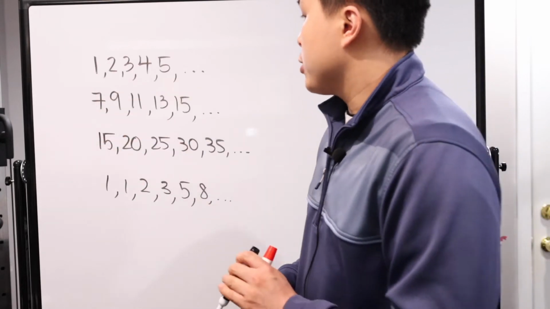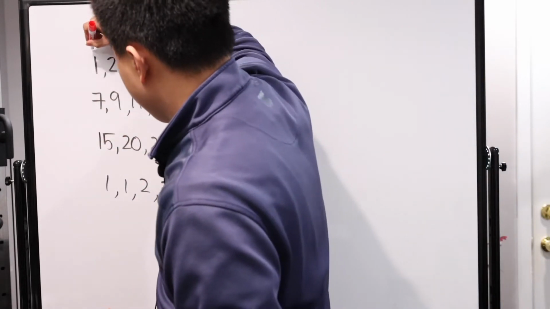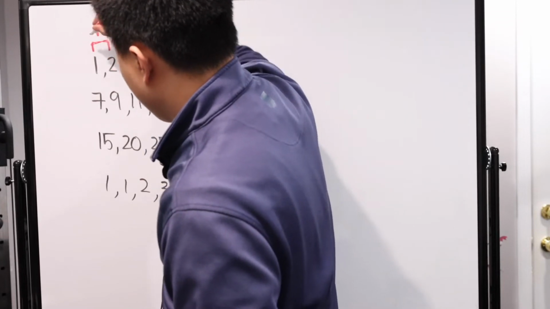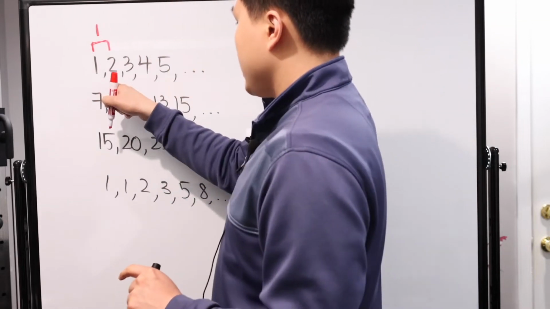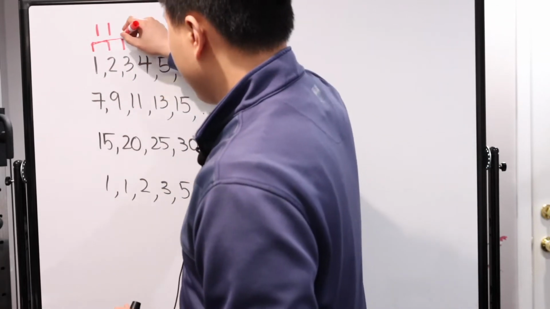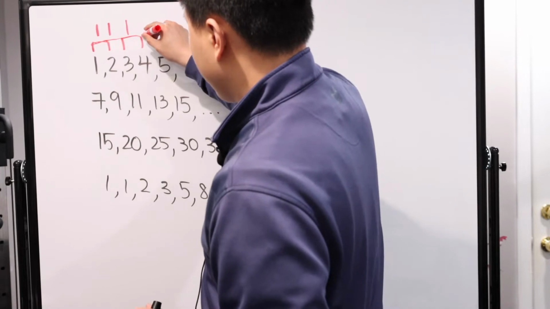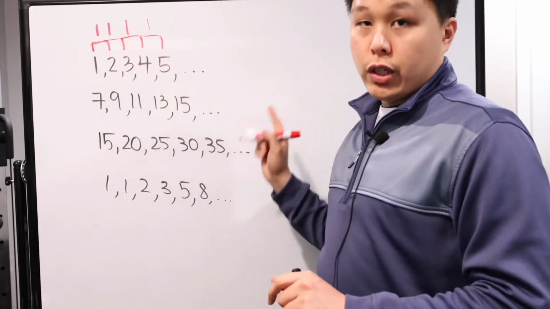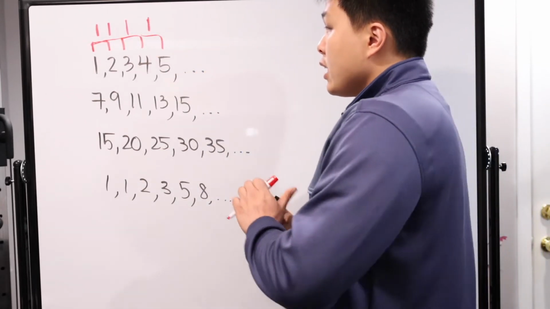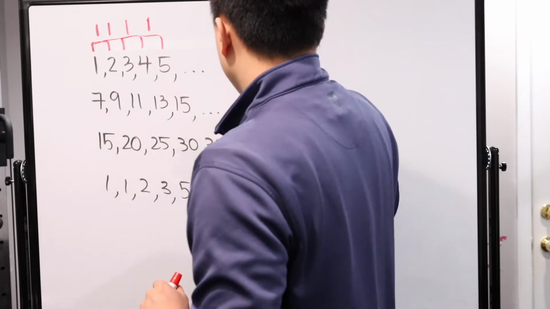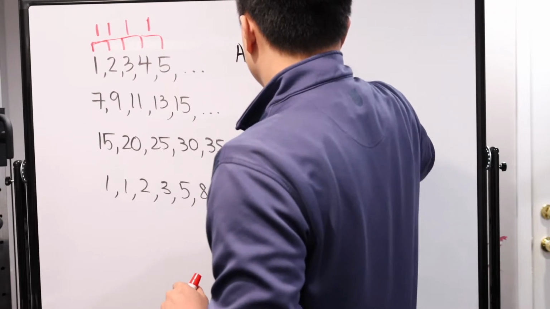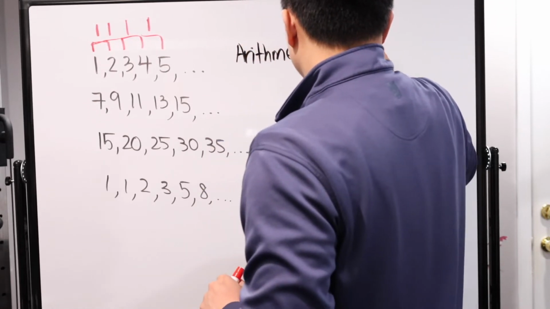So let's look at the first one right here. We can see, hopefully immediately, that the difference between the first term and the second term is just 1. The difference between the second and third term is just 1. Third to fourth, 1. Fourth to fifth, 1. And theoretically, if you continue on, the common difference should still be 1. So, since it does have a common difference, this is an arithmetic sequence. And I'm lazy, I'm not going to spell it out.